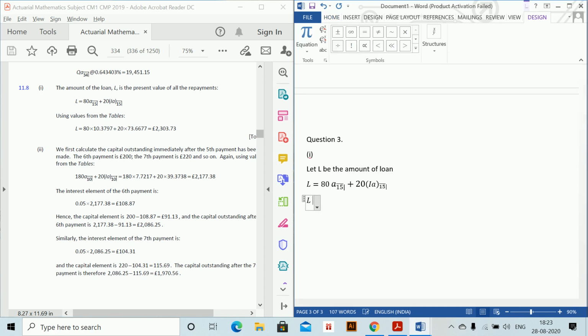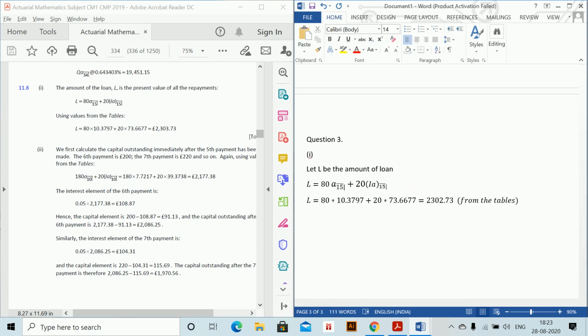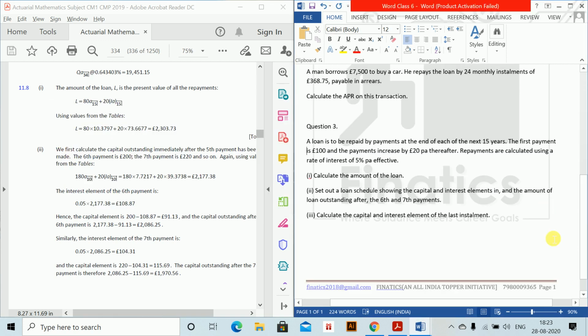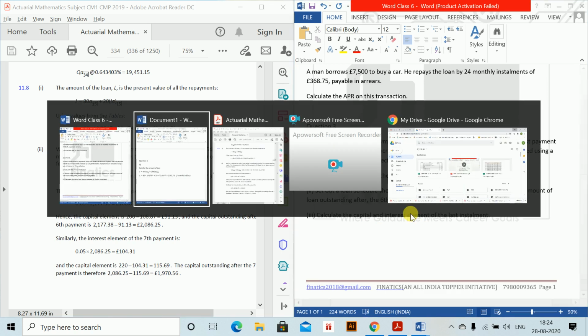So therefore the loan is equal to 80 into 10.3797 plus 20 into 73.6677. From the tables you need to write. So 2303.73. Okay, so this is done. Next part asks us to set out a loan schedule showing the capital and interest payments and the amount of loan outstanding after the 6th and 7th repayments.